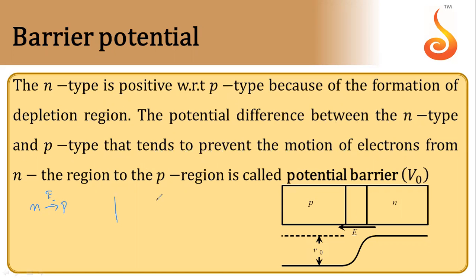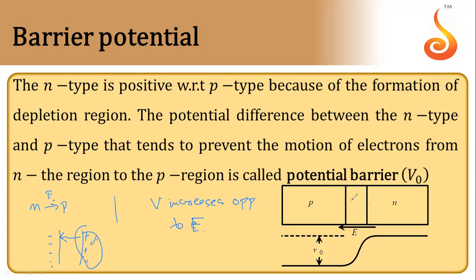Now we know that potential increases in the direction opposite to the electric field. In this case the electric field is towards left, meaning this side will be at higher potential, same as in capacitors. If there is a positive plate and a negative plate here, the electric field will be in this direction, and the positive plate is at higher potential, no? So same here, this side will be at higher potential and this will be at lower potential.